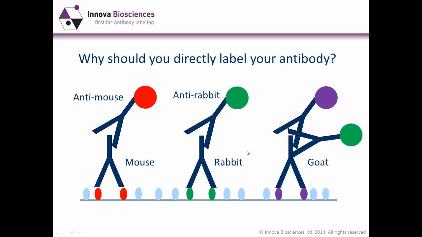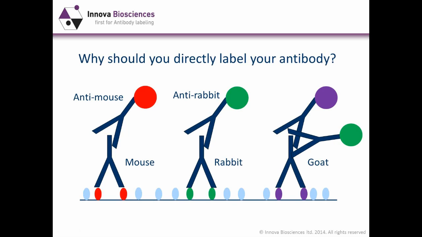Now, why should you directly label your antibody? Well, you don't need to. You can use the indirect method, but there are some issues potentially. In this example here, we have 3 primary antibodies from 3 different species, and then anti-mouse, anti-rabbit, and anti-goat secondaries. But in a situation where one of the secondaries cross-reacts, then you're effectively confused about which antigen you're measuring. So this antibody here is not actually reporting the presence of the green antigen.